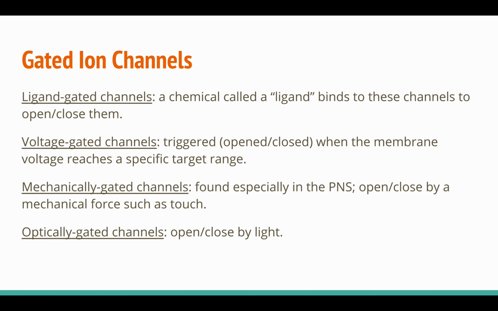Here are a few types of gated ion channels you'll see in your behavioral neuroscience course. There are ligand-gated channels, in which a chemical called a ligand binds to these channels to open or close them. Voltage-gated channels are triggered, meaning opened or closed, when the membrane voltage reaches a specific target range. Mechanically gated channels, which are found especially in the peripheral nervous system, open or close by a mechanical force such as touch. And then there are optically gated channels, which are opened or closed by light.